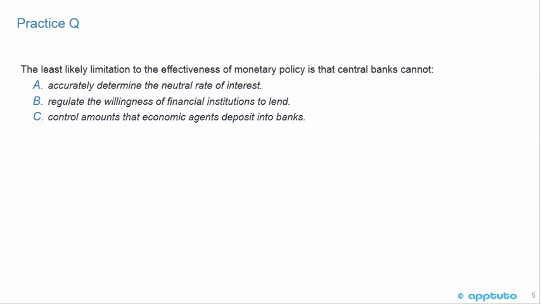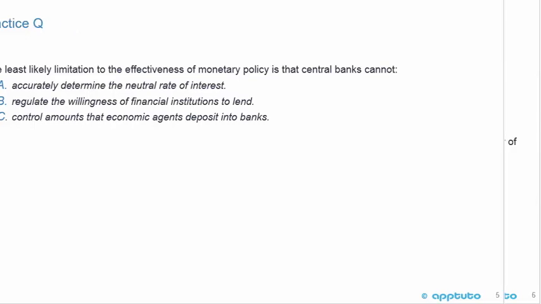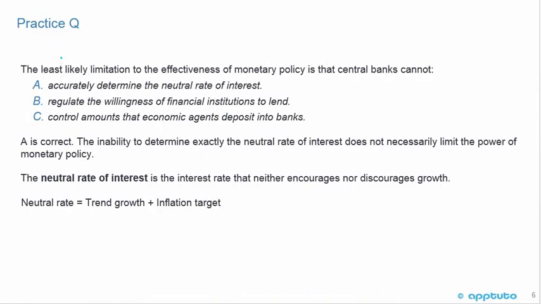The least likely limitation to the effectiveness of monetary policy is that central banks cannot A, accurately determine the neutral rate of interest, B, regulate the willingness of financial institutions to lend, or C, control amounts that economic agents deposit into banks. Okay, this question is not too difficult. You just have to be sure that you're looking at the least likely. Anytime you see the least likely, I always would underline it, and I'm looking for the false. I'm going to turn these into a true or false question.